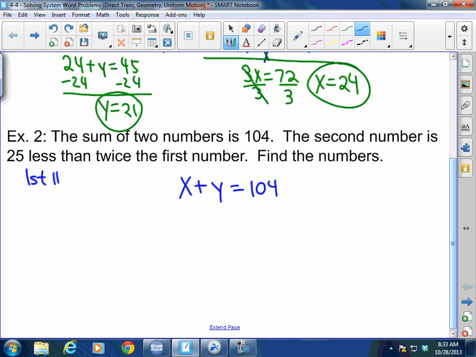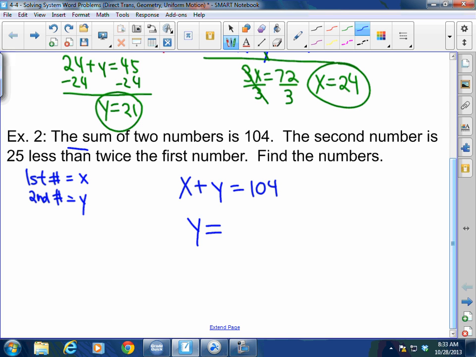I'm going to call it x. And the second number, I'm going to call it y. All right. So we know the sum of two numbers, the first number plus the second, is 104. The second number we defined as y. So the second number, y, equals 25 less than the first number.